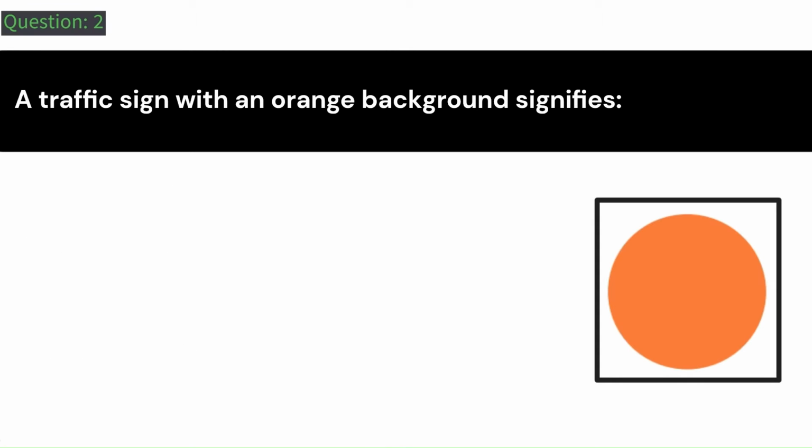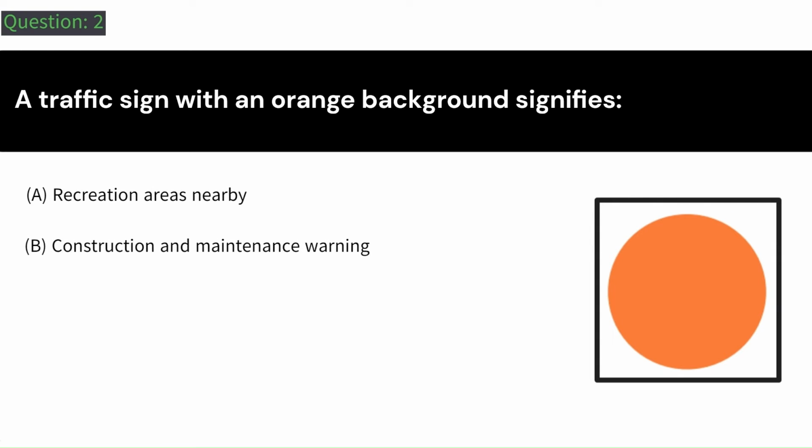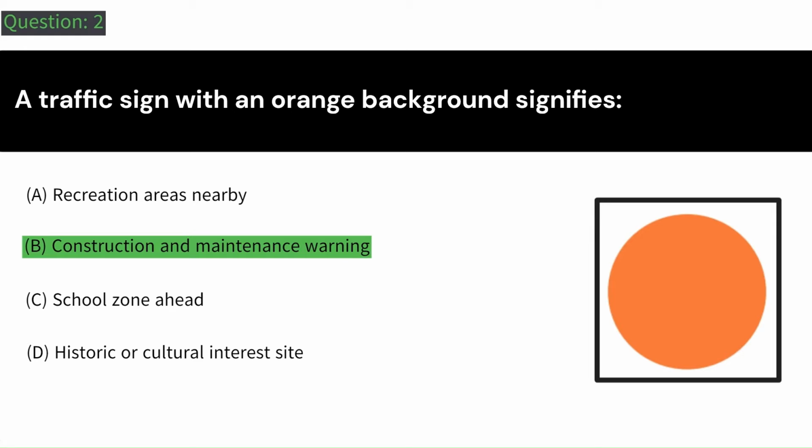A traffic sign with an orange background signifies: A. Recreation areas nearby. B. Construction and maintenance warning. C. School zone ahead. D. Historic or cultural interest site. Answer: B. Construction and maintenance warning.